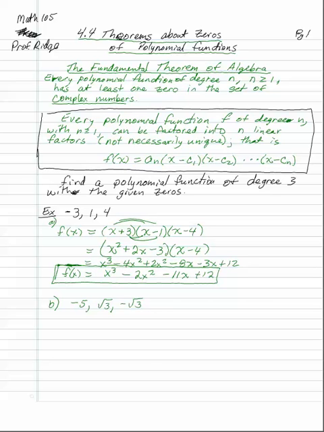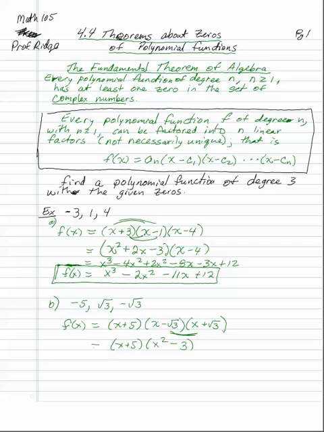Let's try another one. So this one, we're going to get x plus 5, and then x minus square root of 3, and x minus a minus square root of 3, so that's plus square root of 3. And I would multiply these two first because that gives you the difference of squares. So that's going to be x squared minus square root of 3 squared, which is 3.